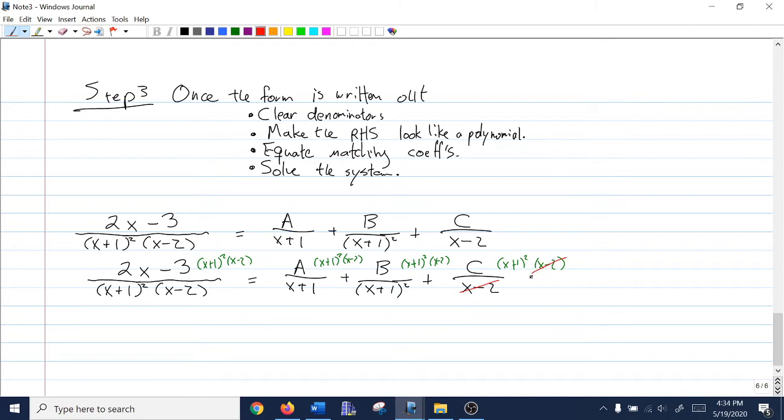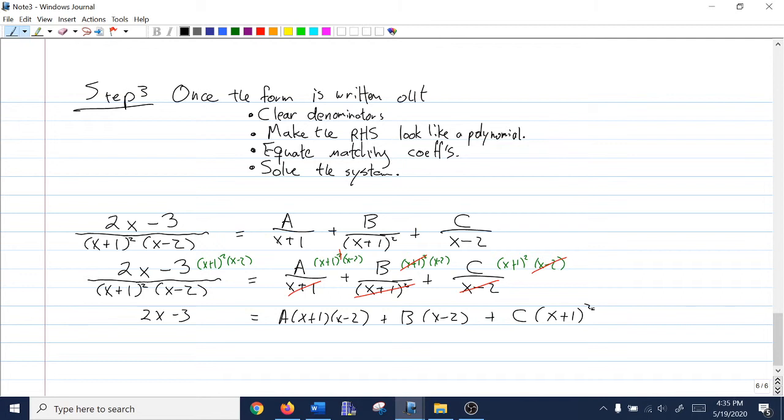The x plus 1 squareds cancel, the x minus 2s cancel, and the x minus 2 cancels with one of these. I end up with, on the left-hand side, just 2x minus 3. On the right-hand side, I get a times x plus 1 times x minus 2, plus b times x minus 2, plus c times x plus 1 squared. I'm hoping to figure out numbers a, b, and c so that this thing equals this thing.